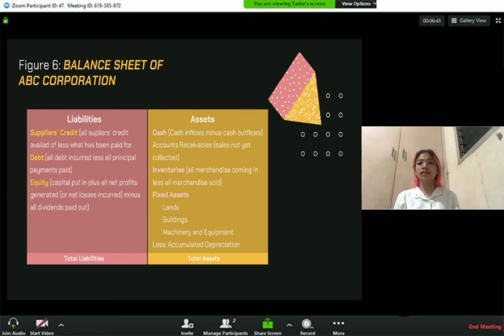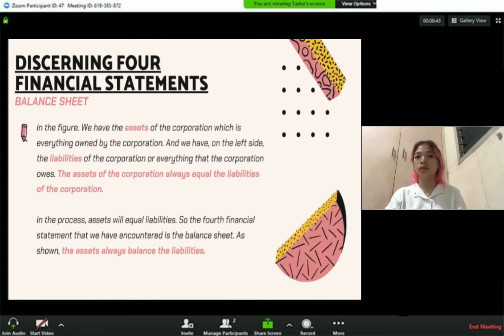If the assets generate profits, they get added to the stockholders' equity. If the company generates losses, it gets deducted from the stockholders' equity. In the process, assets will always equal liabilities. So the fourth financial statement that we have encountered is the balance sheet. And as shown in figure 6, the assets will always balance the liabilities.